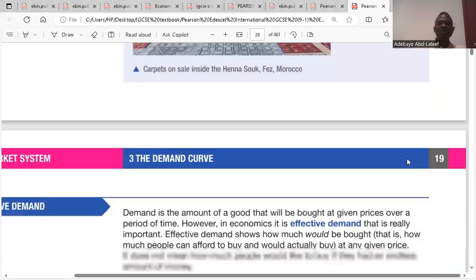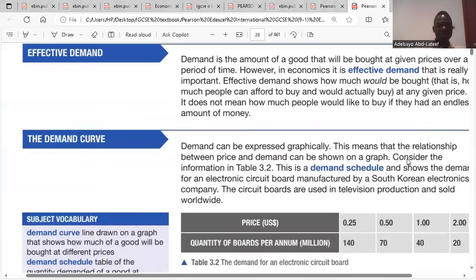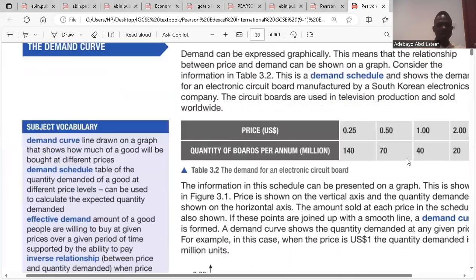So that takes us to the movement along the demand curve. I've not even forwarding, okay?